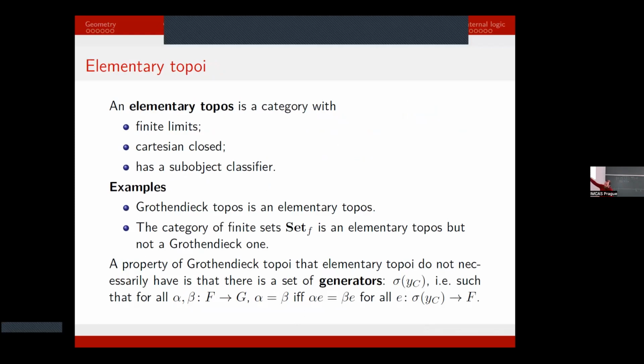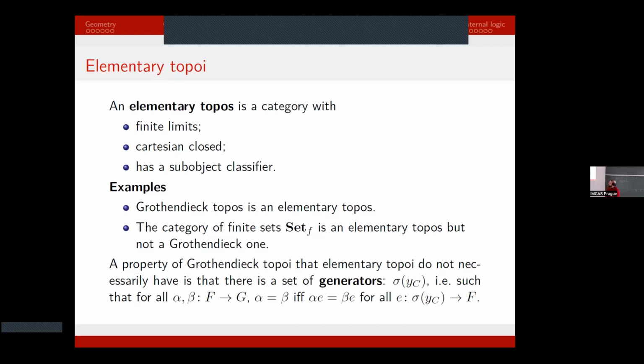We need Cartesian closeness. This is essential because we want to model functions inside. And we want the subobject classifier. So these three properties are all that's needed to do everything that we're about to do. And this is what's called an elementary topos. But whenever I say topos without any adjective, I'll mean this one.